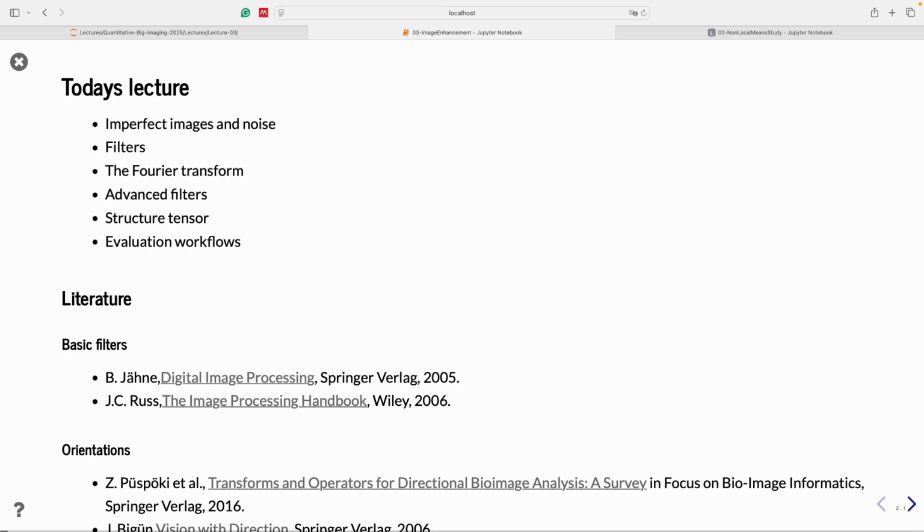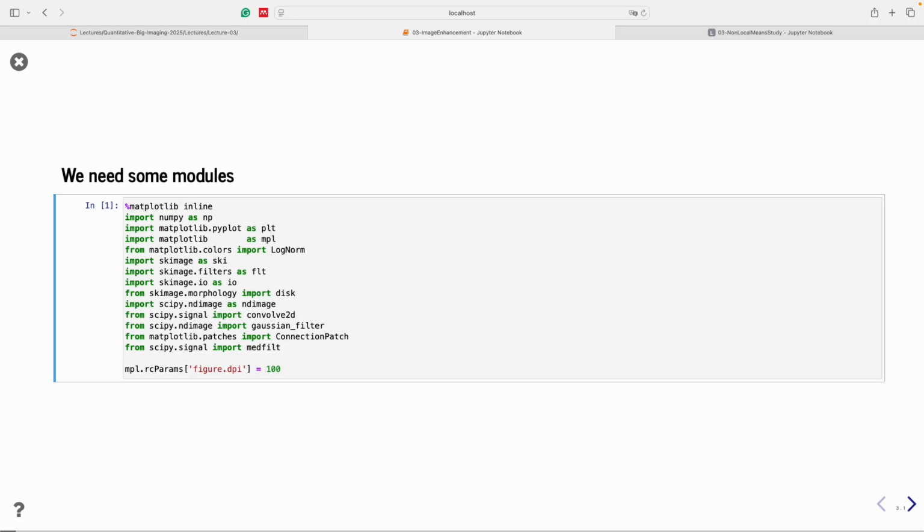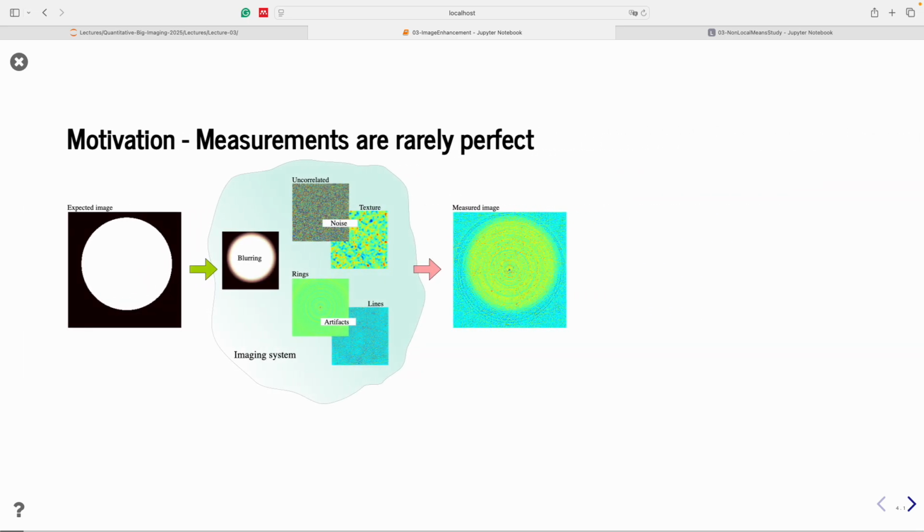Then, let's see if I can bring it up. No, I can't. If you want to look at orientations, that's actually hidden down here in the bottom. There is a book by Josef Bigün called Vision with Direction, which tells how you can analyze images with the traditional approaches to get orientations from the images. And of course, we need our set of modules to run the different cells in the notebook.